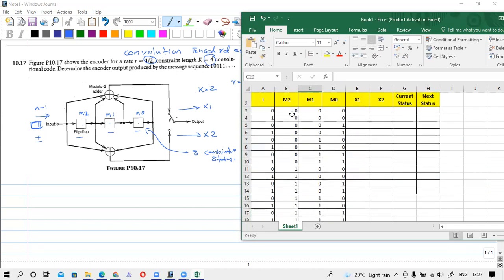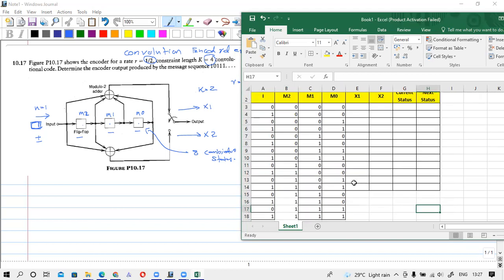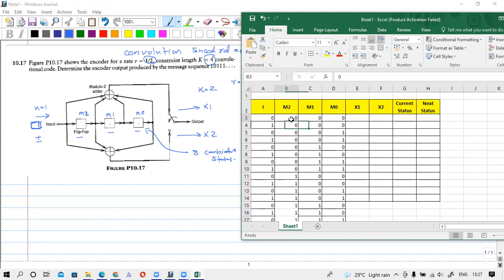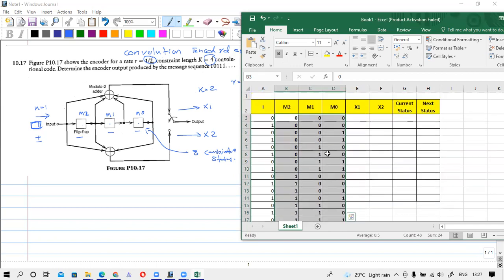Okay, so there should be 8 zeros and 8 ones. Okay, so you can see that. So here altogether, we have 8 different combinations. These 8 different combinations will give us the 8 states. Okay, so you can see this is one state.